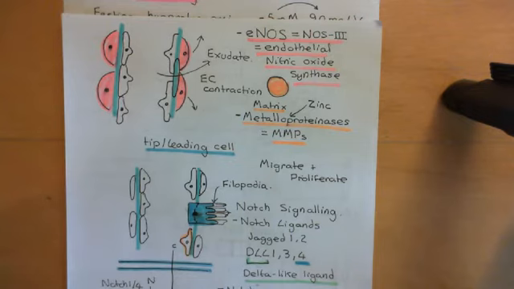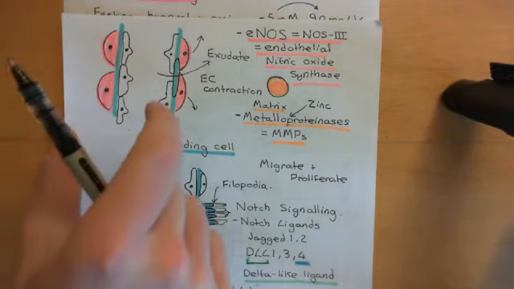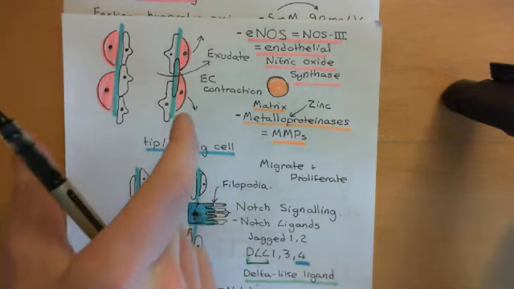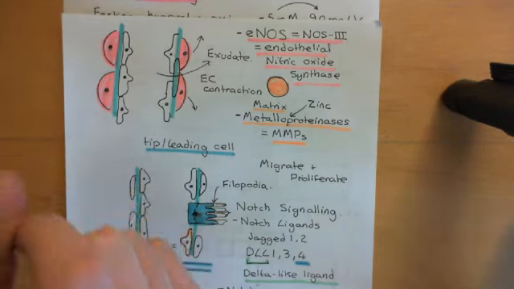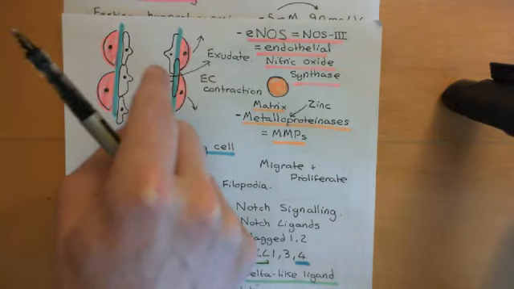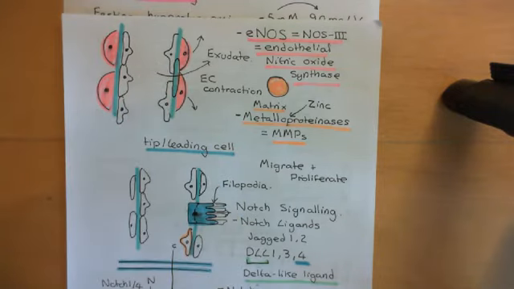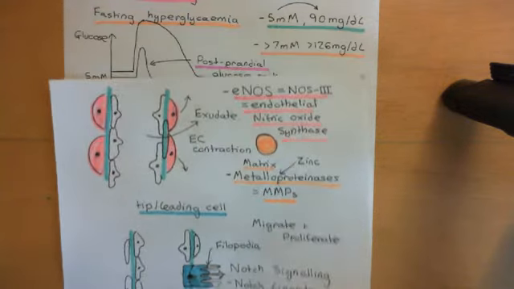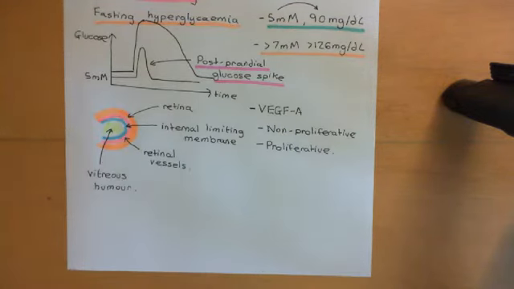Okay, the increased production of eNOS leads to increased production of nitric oxide, which causes the vasodilatation of the blood vessels. Okay, and the endothelial cell contraction then opens up gaps between endothelial cells and allows fluid to move out from the bloodstream into the interstitial fluid.